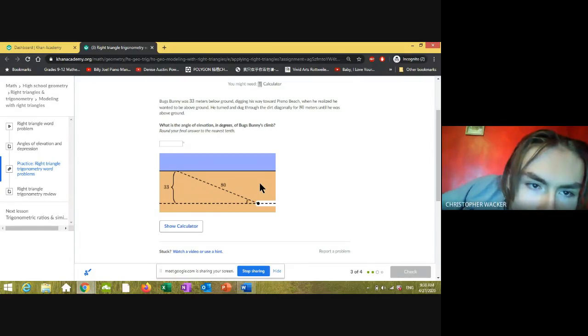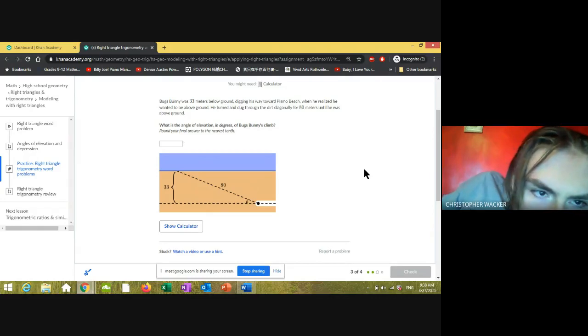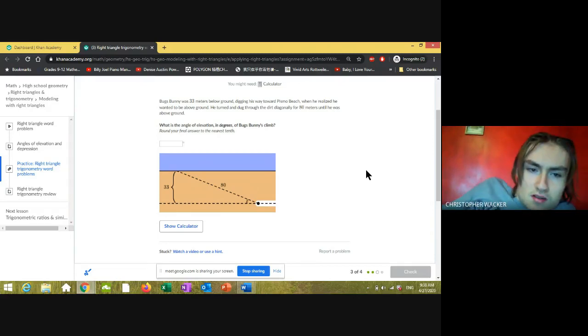Bugs Bunny was 33 meters below ground, digging his way toward Pismo Beach. When he realized he wanted to be above ground, he turned and dug through the dirt diagonally for 80 meters until he was above ground. What is the angle of elevation in degrees of Bugs Bunny's climb? Round your answer to the nearest tenth.